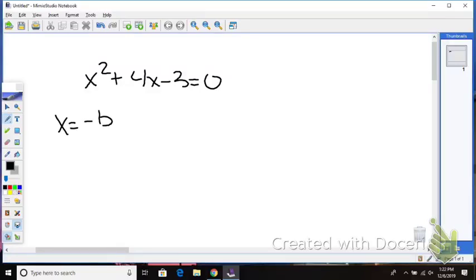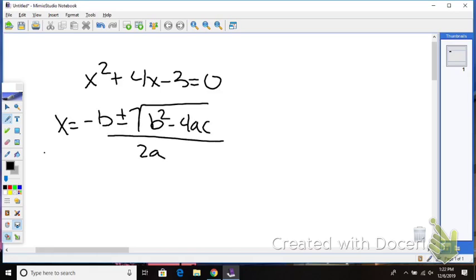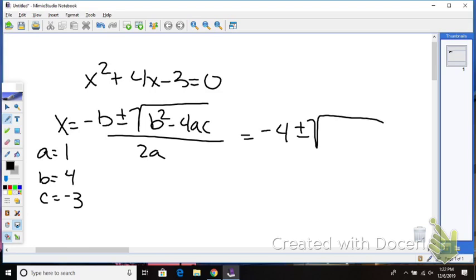You have x equals negative b plus or minus the square root, b squared minus 4ac, all over 2a. So what is a, b, and c for this? 1, 4, negative 3. So I have x equals negative b, so I'm going to put in negative 4 plus or minus the square root of b squared. What am I putting for b squared? 16 minus 4 times 1 times negative 3, all over 2 times 1, which is 2.